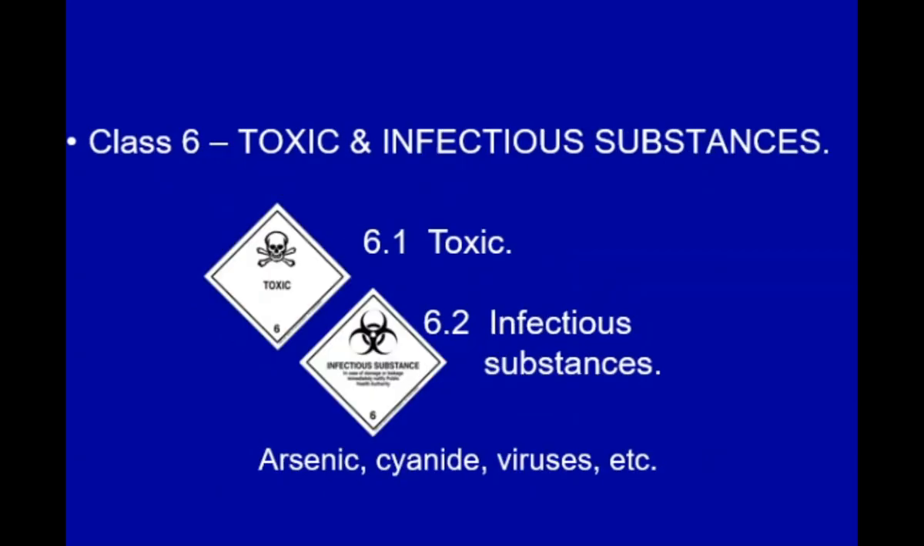Class 6 is toxic and infectious substances. Examples of class 6, toxic and infectious substances, are arsenic, cyanide, and viruses. These ordinary biological things, viruses. They belong to class 6, toxic and infectious substances. There are 2 divisions of toxic and infectious substances. Division 6.1 represents the toxic, and Division 6.2 represents infectious substances.